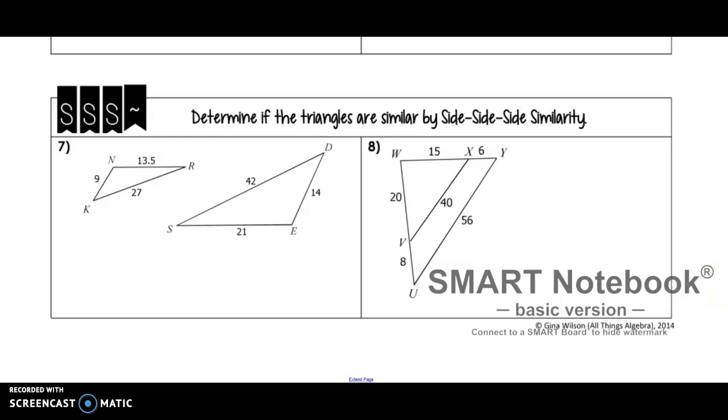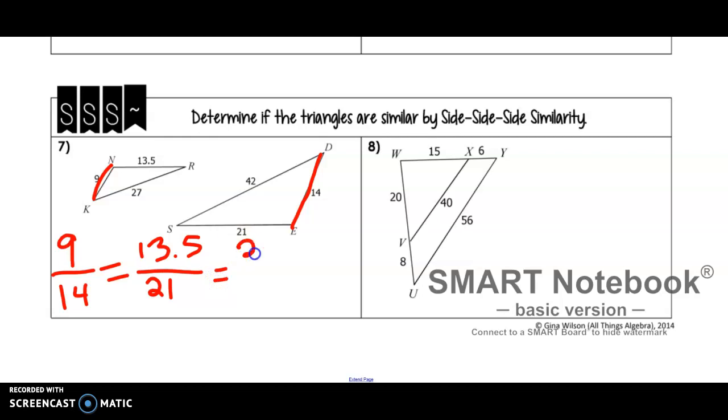Alright, so now, this one, we're going to take each side and we have to determine if they're similar. Okay, so I'll take each side. So I'll have my first side, which would be 9, which would be NK, which would be similar to this side DE. So they have to be the same spot. So what's tough about this one is you're going to have to manipulate the figure to make sure that they're the same spot. Okay, so the next one would be 13.5. And NR would actually be lined up with SC, which would be 21. You just have to be careful to make sure you line up the right sides. And the last one would be 27 over 42.